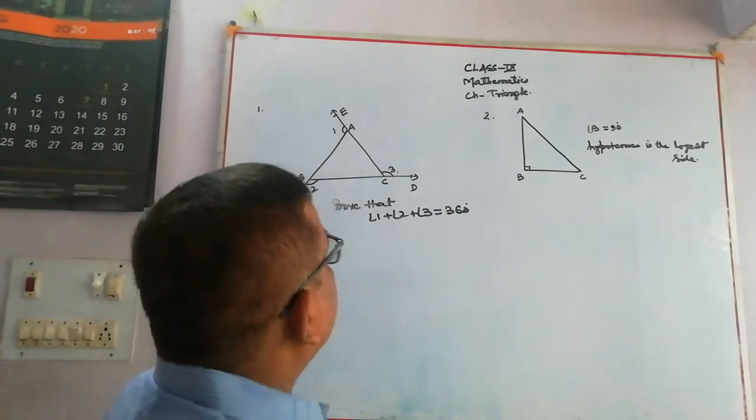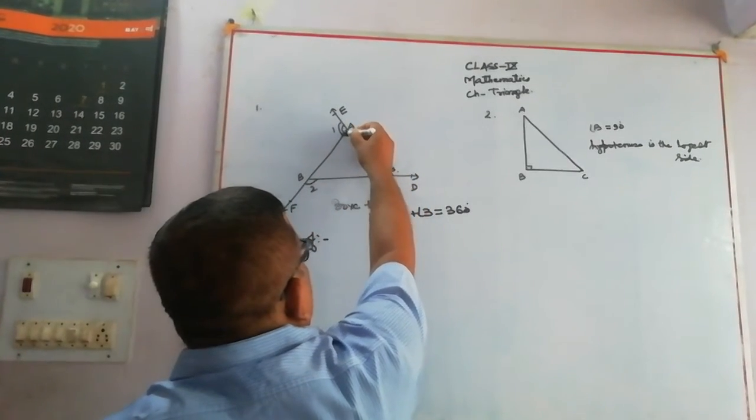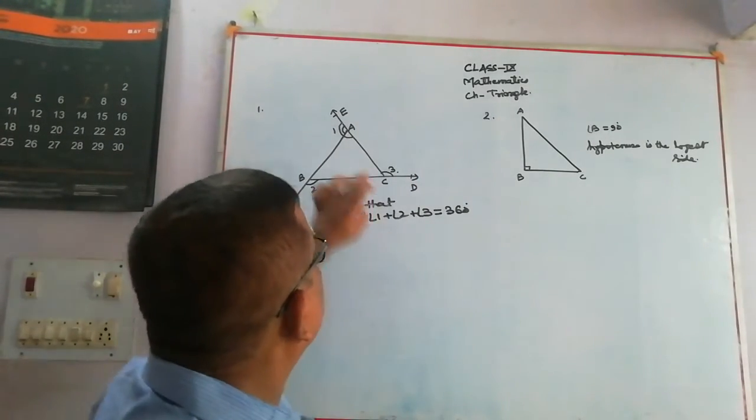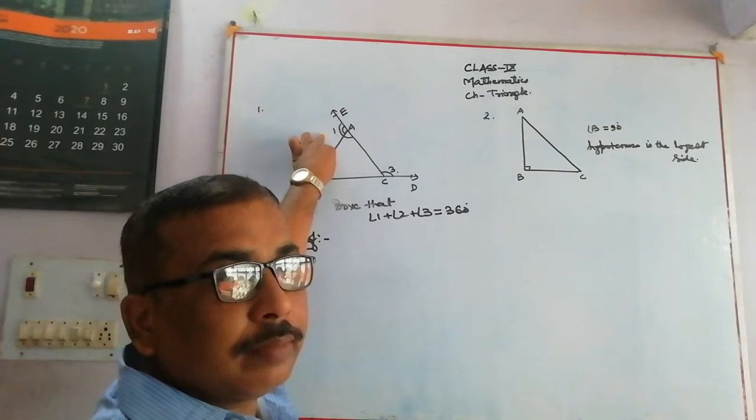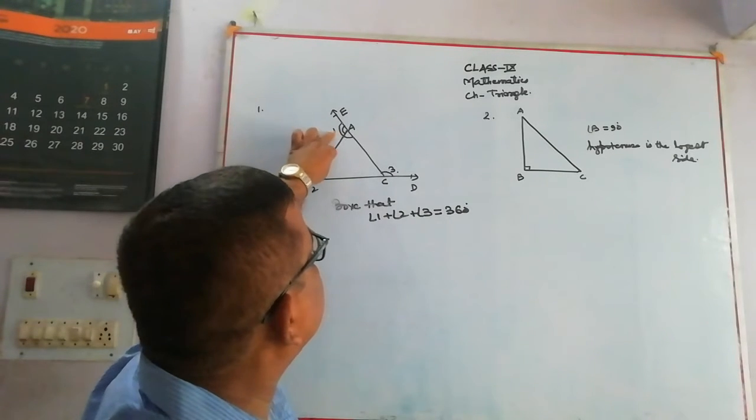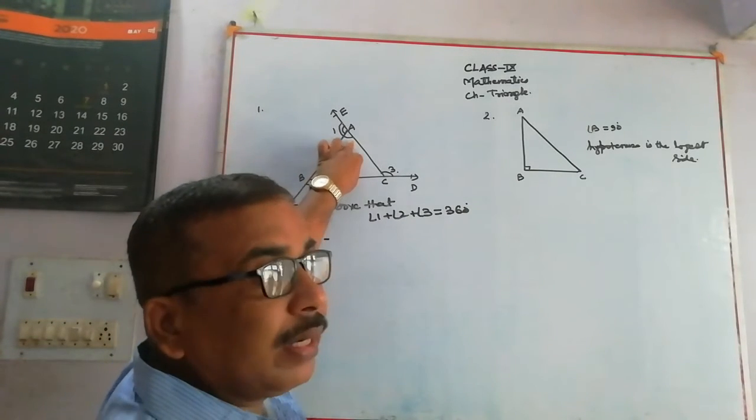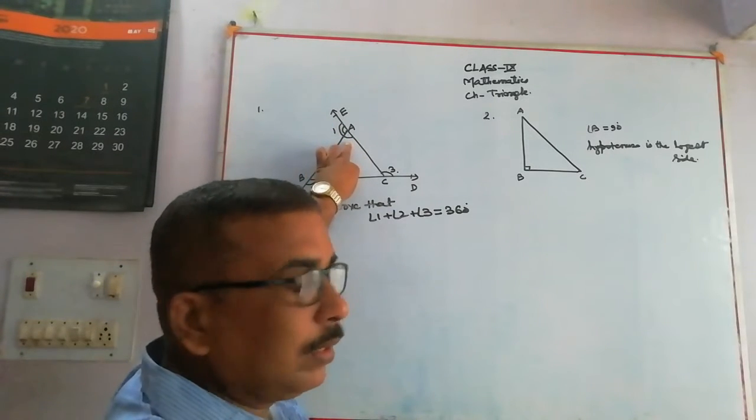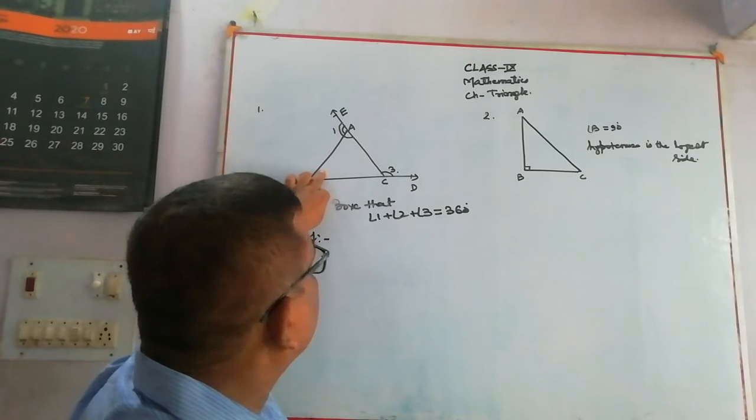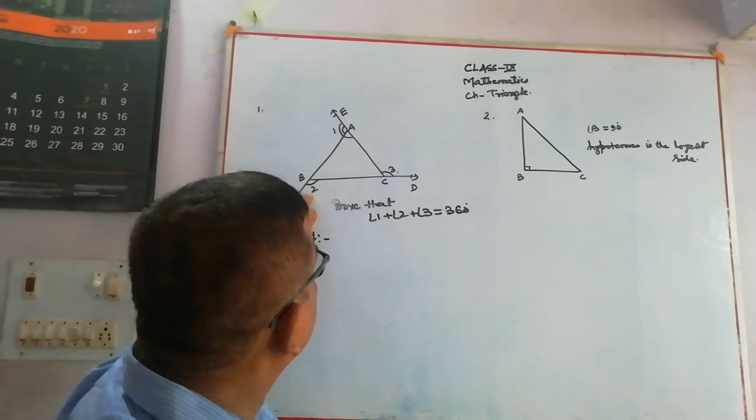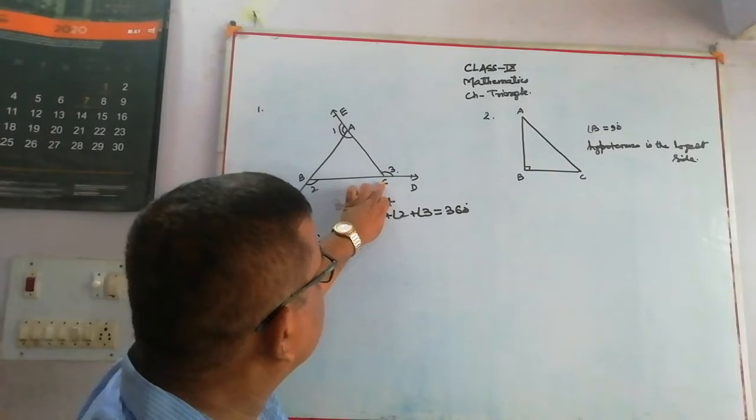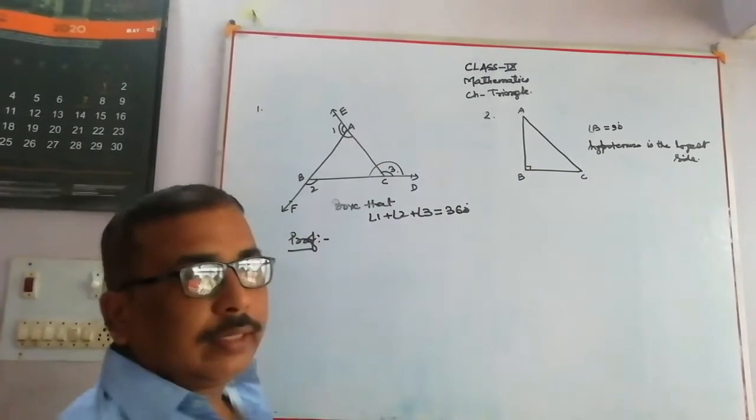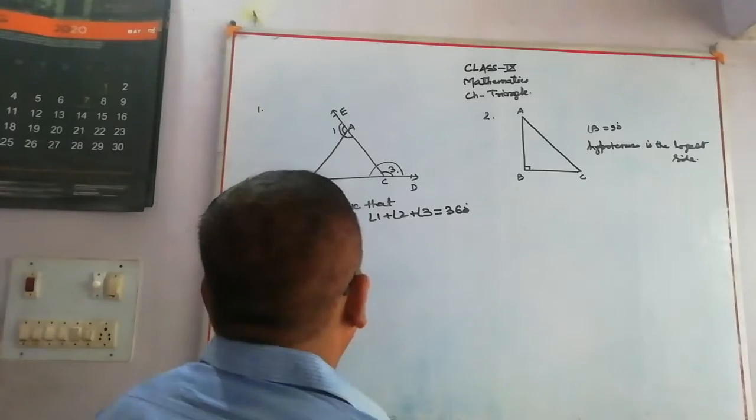On point A, two angles are formed. What is the sum of the angles? 180 degree by linear pair. It means angle A is equal to 180 degree minus angle 1. Similarly, angle B is equal to 180 degree minus angle 2. Angle C is equal to 180 degree minus angle 3.